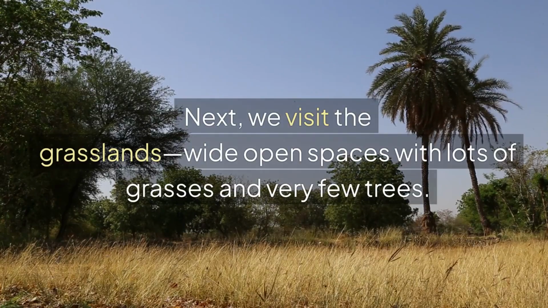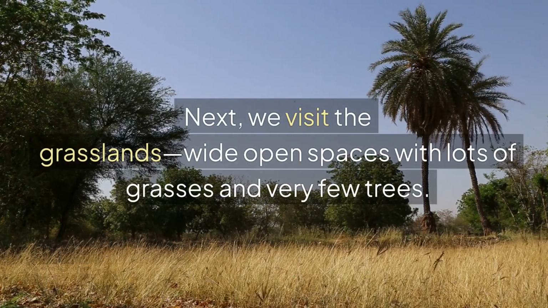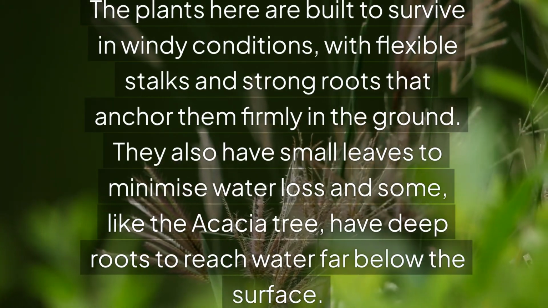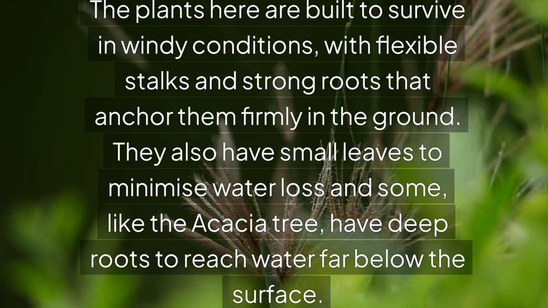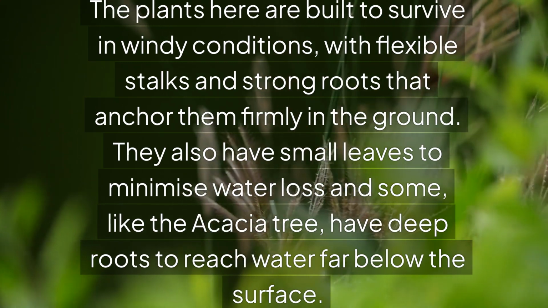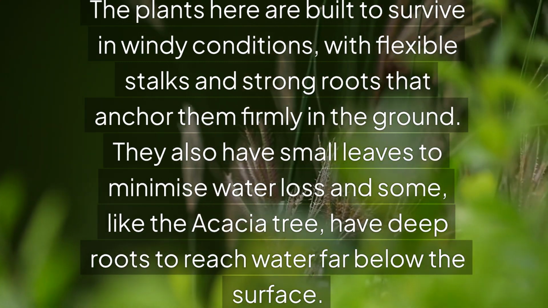Next, we visit the grasslands, wide open spaces with lots of grasses and very few trees. The plants here are built to survive in windy conditions, with flexible stalks and strong roots that anchor them firmly in the ground. They also have small leaves to minimize water loss, and some, like the acacia tree, have deep roots to reach water far below the surface.